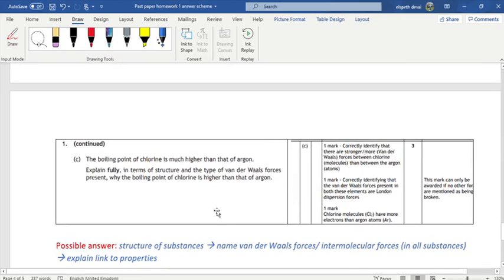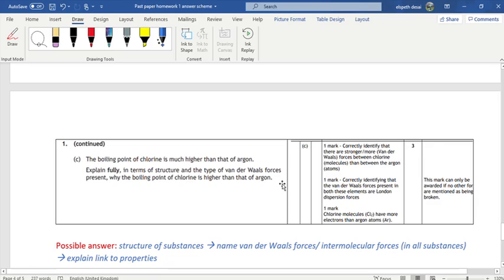Now, this one was a little bit sneaky of me putting this in because this is to do with this topic, but we'll do a lot more practice of this in topic 2. But it is about structure and bonding in the first 20 elements, so that's why I have put it in here. What it says is the boiling point of chlorine is much higher than that of argon. It asks you to explain fully in terms of structure and the type of van der Waals forces present why the boiling point of chlorine is higher than that of argon.